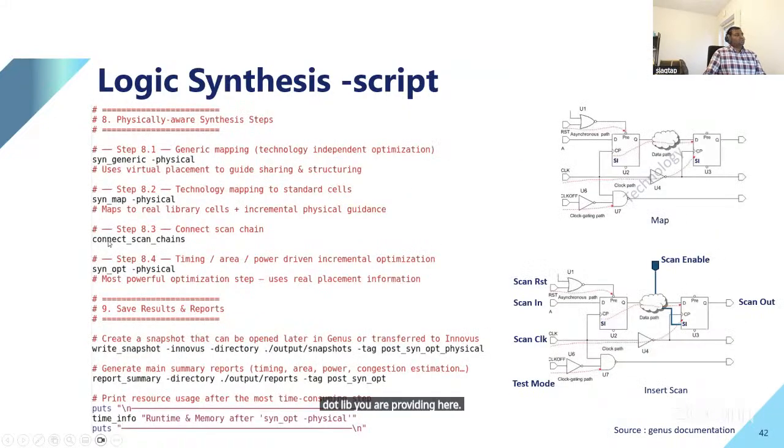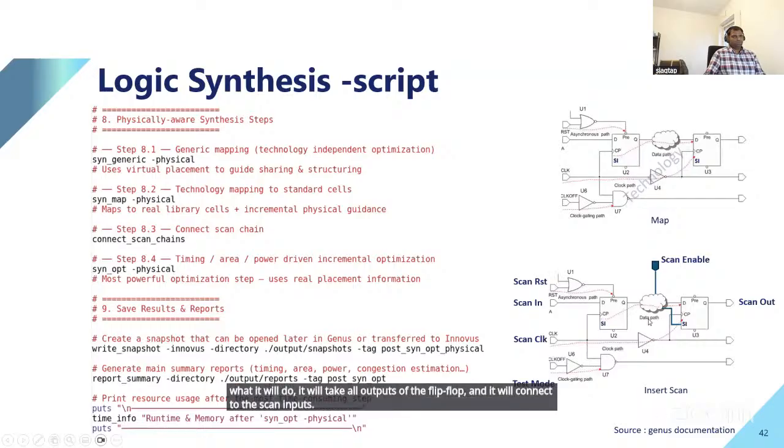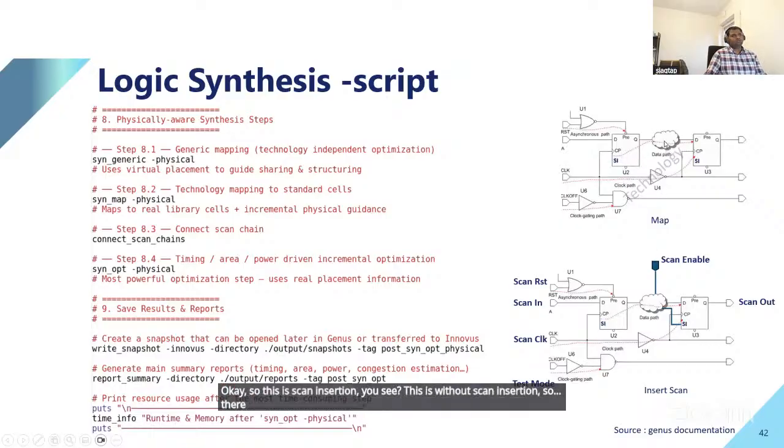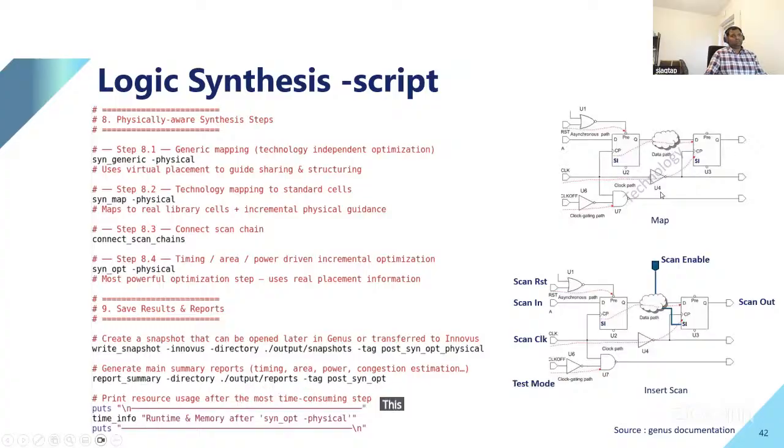And then it will connect scan chains. So basically what it will do, it will take all outputs of the flip-flop and connect them to the scan inputs. So this is scan insertion. You see, this is without scan insertion. There are only 2 flip-flops, and there is some combinational logic. This is the actual data path, so you can say this is actually the functionality.